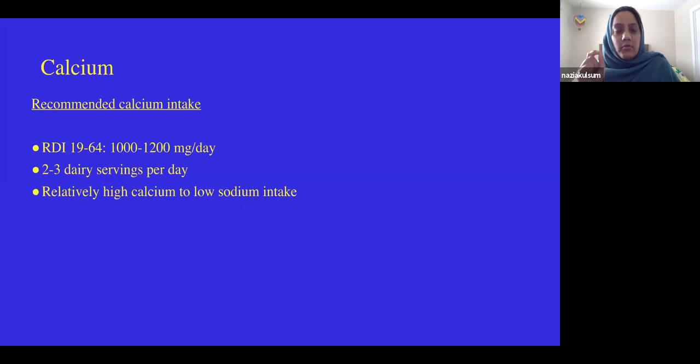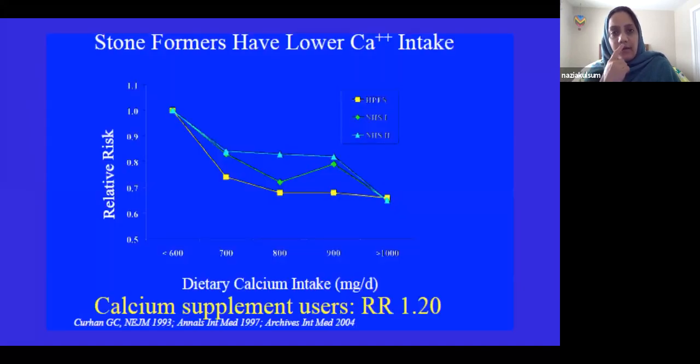The reason being, if you restrict the calcium in diet and you have increased urinary loss of calcium, then it's going to cause your bone resorption. So in order to prevent that, you need to have normal calcium intake. Again, if you look at most patients who have stones, their calcium intake is much lower. So the lower the calcium intake is, the higher the risk for stone formation.